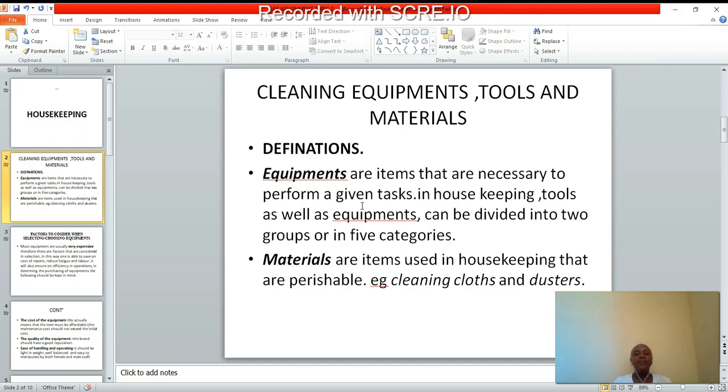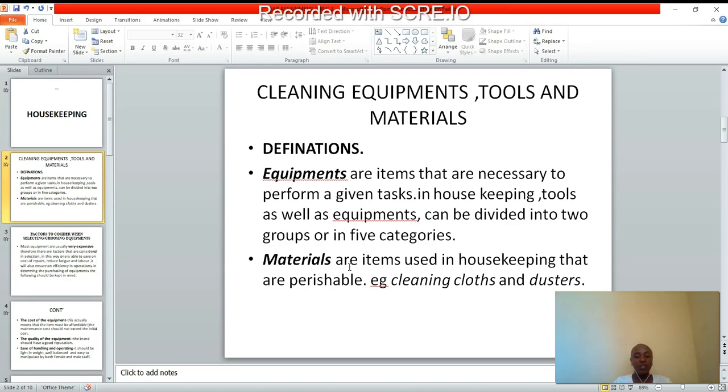Equipment are items that are necessary to perform a given task. In housekeeping, tools are as well as equipment and can be divided into two groups or five categories. We are going to look at those examples later. Term number two is materials. Materials are items used in housekeeping that are perishable. Example, cleaning clothes and dusters.